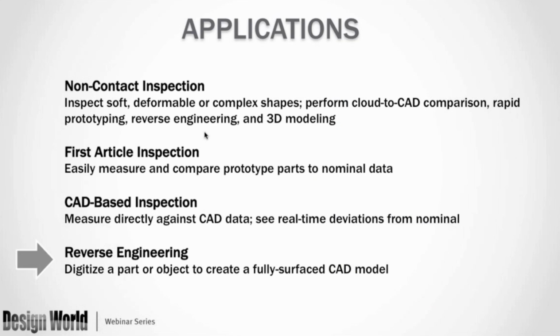Non-contact inspection allows you to inspect soft, deformable, or complex shapes, perform cloud-to-CAD comparison, rapid prototyping, reverse engineering, and 3D modeling. First article inspection allows you to easily measure and compare prototype parts to nominal data. CAD-based inspection, where you measure directly against CAD data to see real-time deviations from the nominal information. And reverse engineering, where you can digitize a part or object to create a fully encompassing CAD model.